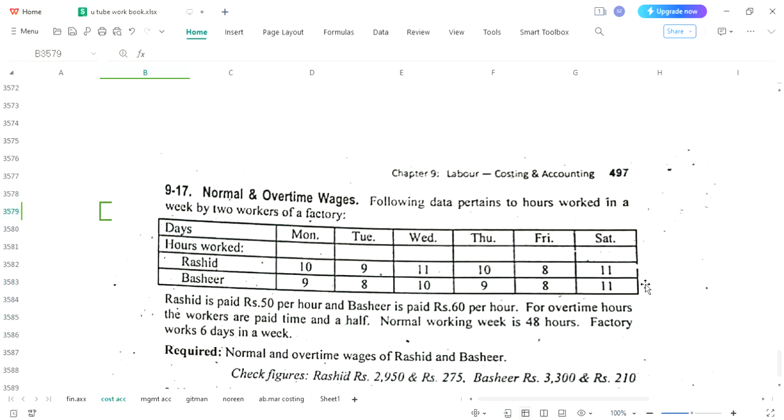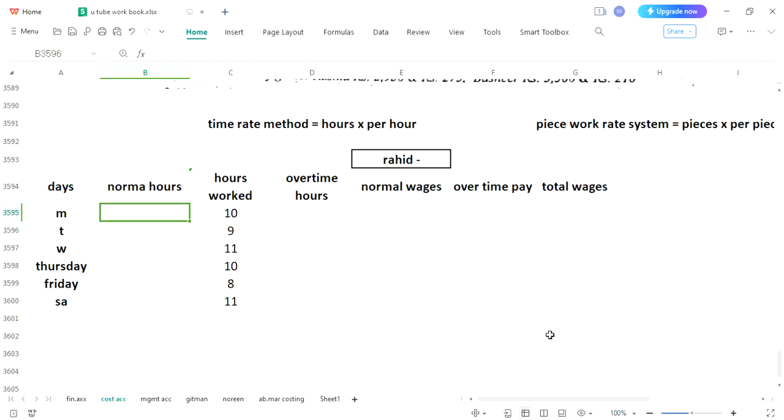Normal hours are mentioned, or should have been mentioned, as 48 hours per week. So per day it would be divided by 6 working days. 48 divided by 6 would be 8. As usual, per day working hours are considered as 8. So normal hours would be similar for the full week. Now we will calculate our overtime.